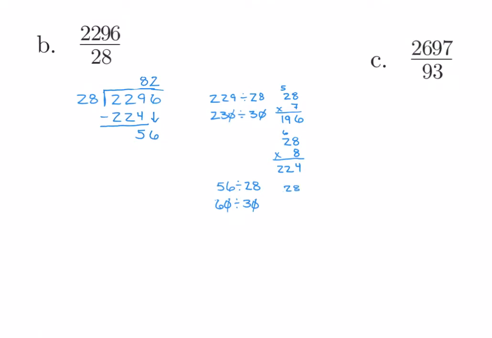So we want to go ahead and multiply 28 times 2. 2 times 8 is 16. 2 times 2 is 4, plus 1 is 5, so we get 56. So we bring it over. Can I subtract? The answer is yes. When we subtract, we get 0. So this also divides evenly. We get 82.